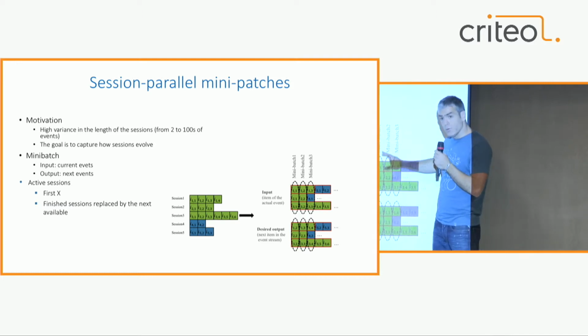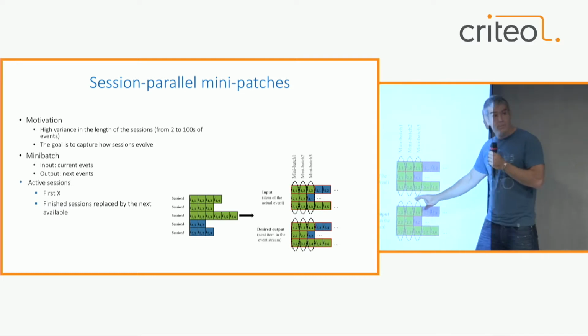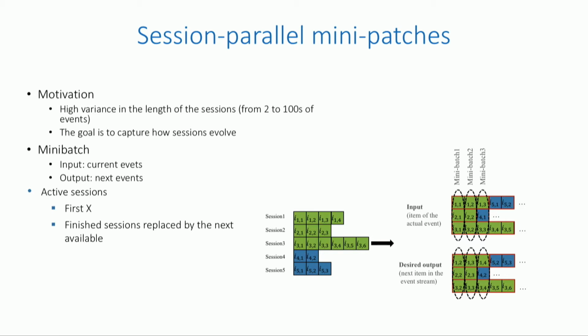and take the first item of all the sessions as a mini batch, right? And the second item, et cetera. When one session is finished, we concatenate and add another session here, and we continue mini batching in this way. We call this session parallel mini batches, and this already improved upon our results quite substantially.